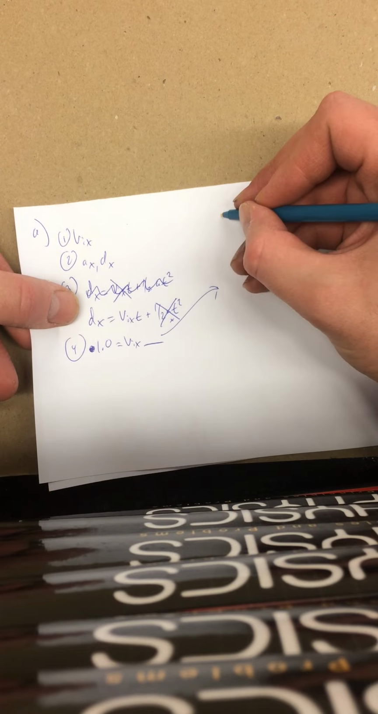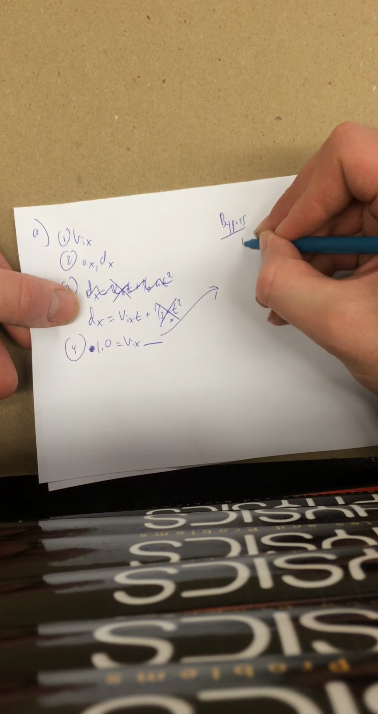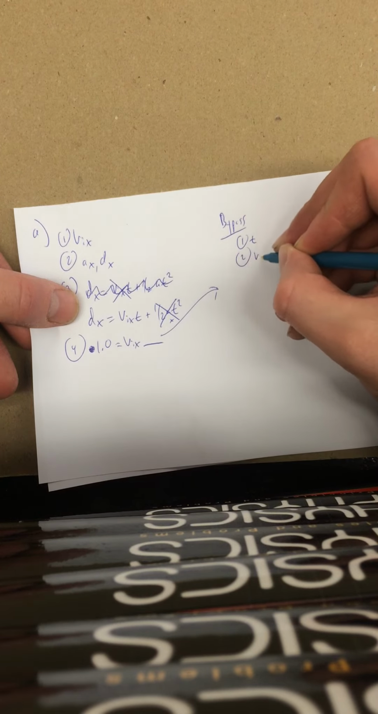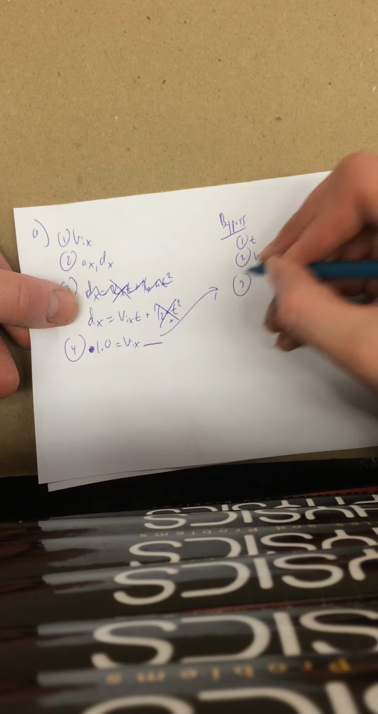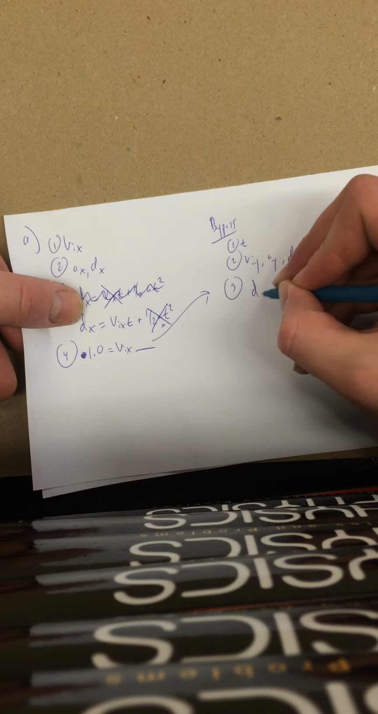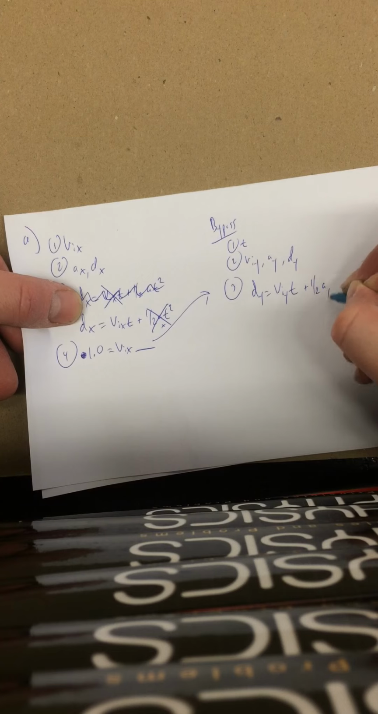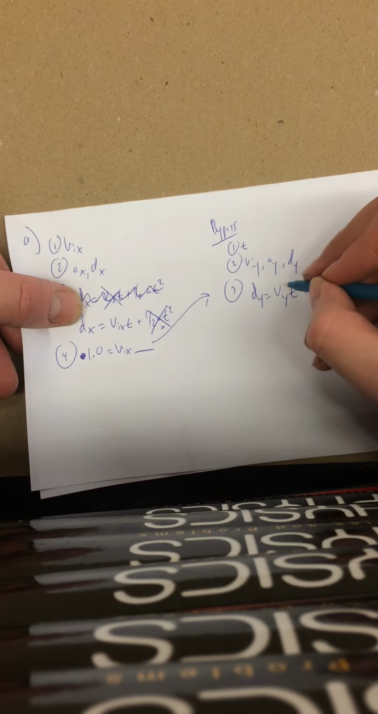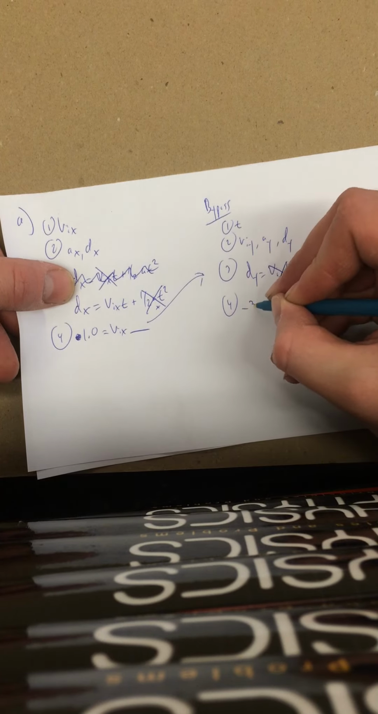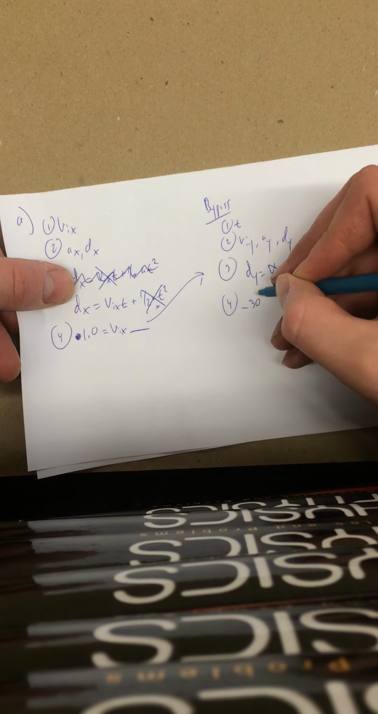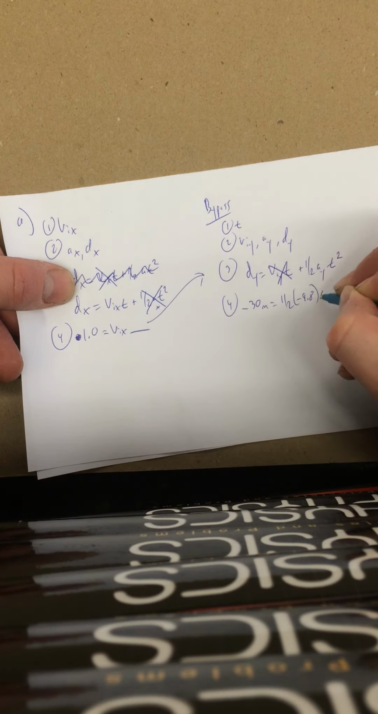For part B, for the bypass. Step number 1, we're solving for time. Step 2, we're going to use VIY, AY, dy. Step 3, dy is equal to VIYT plus 1/2 AYT squared. That gets canceled out because VIY is equal to 0. Negative 30 meters is equal to 1/2 times negative 9.8 t squared.